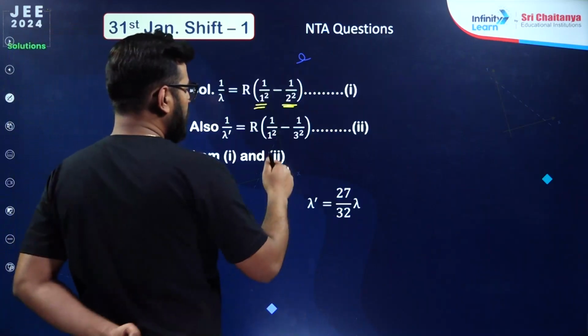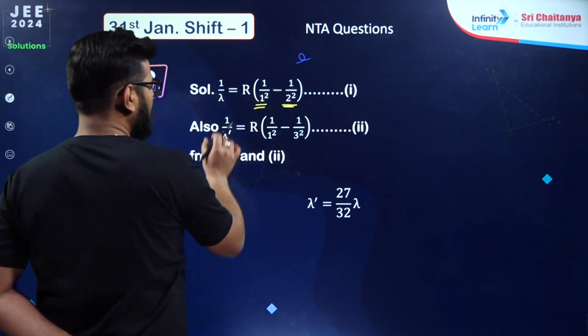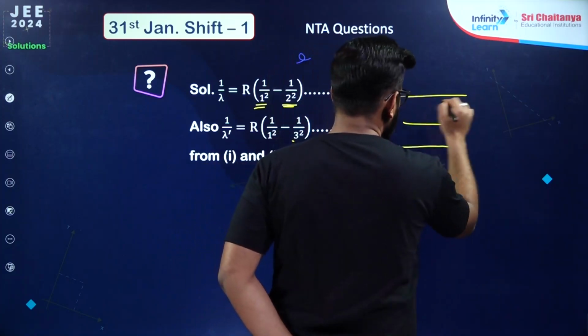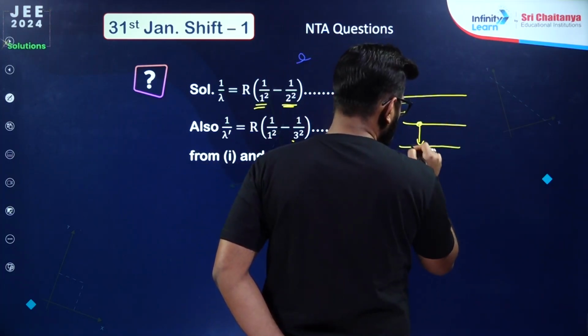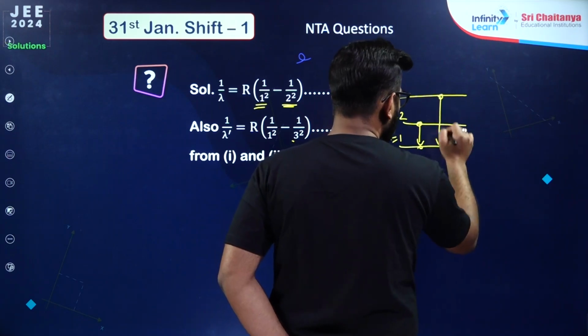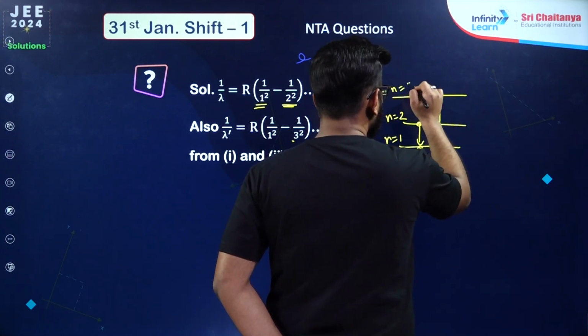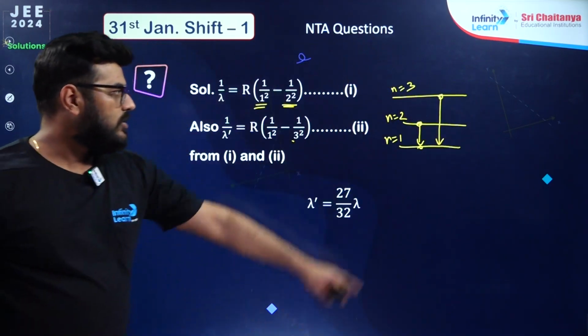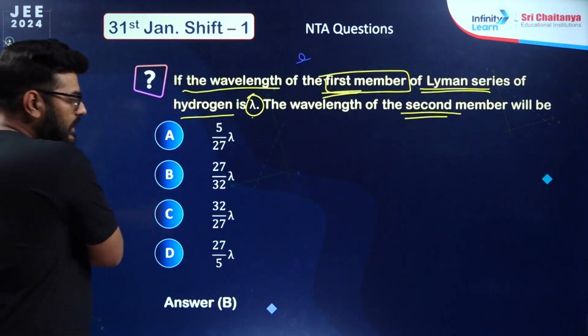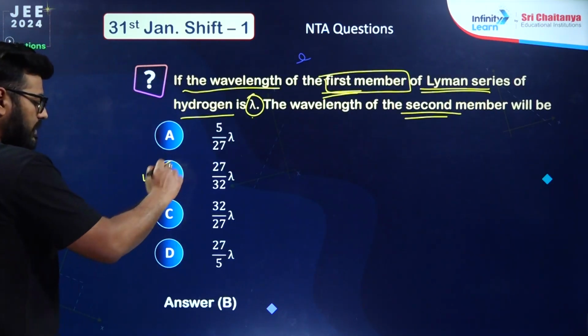Okay, so if the first one has been represented as lambda, then the second member will be from 3 to 1. This is the case, from n equals to 2 to n equals to 1, and the second member will be n equal to 3 to n equal to 1. Okay, so what is going to be the value in terms of lambda? Comparing, you will get the value as 27 upon 32 lambda, that is option number B is the correct answer over here.